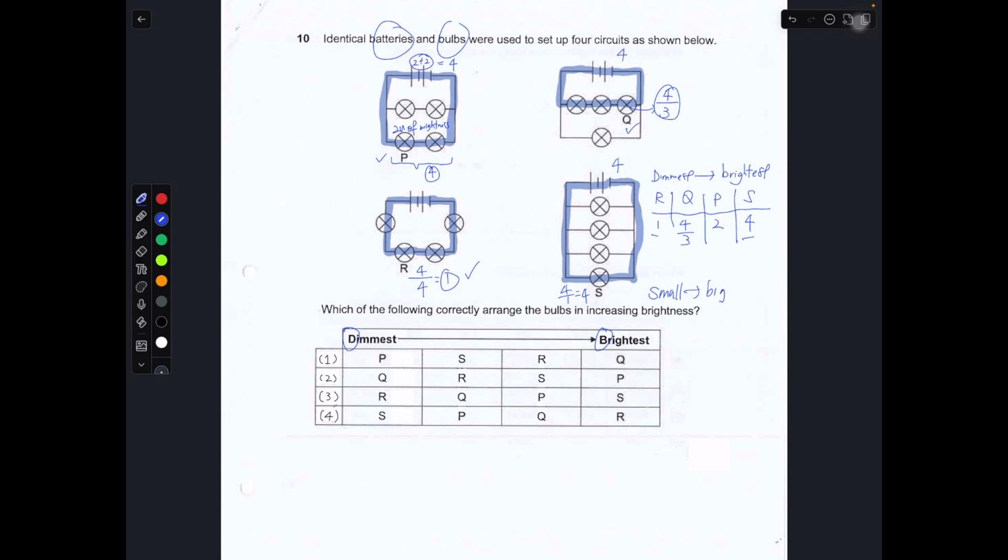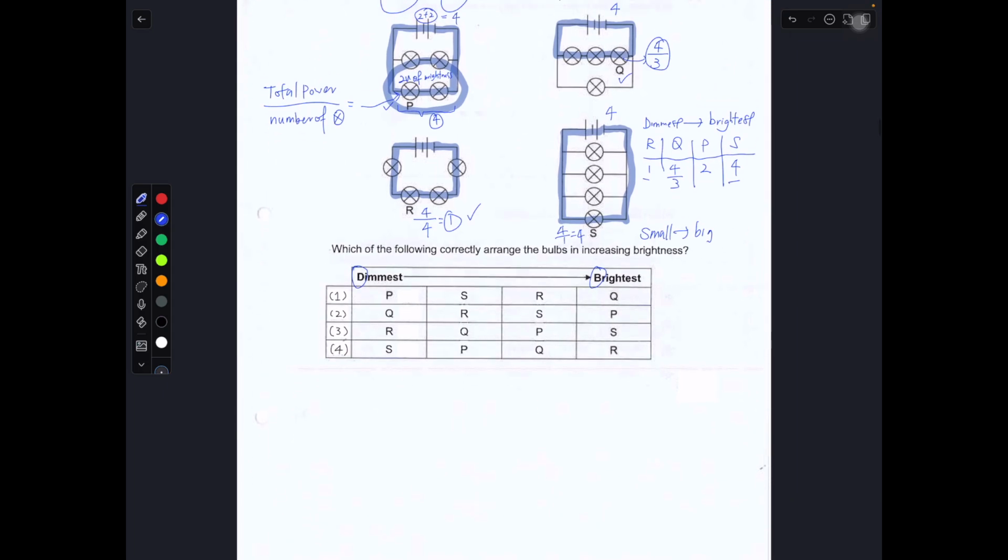Assume each battery to be 2 units of power, then trace out the electricity flow and look at how many bulbs are sharing through that electricity flow over here. Then you take the total power from that battery and divide it by the number of bulbs, and you will get the brightness of each bulb. So in this way, you take a look: R, Q, P, S. So number 3 will be the correct answer in this case.